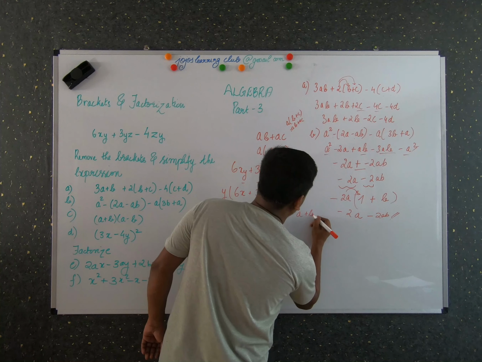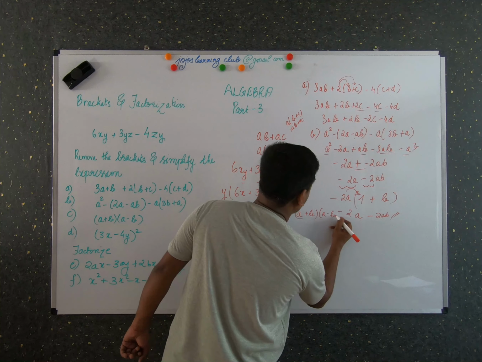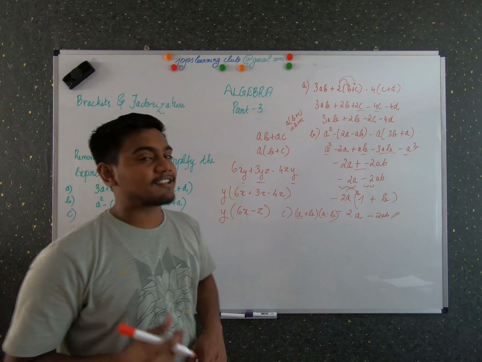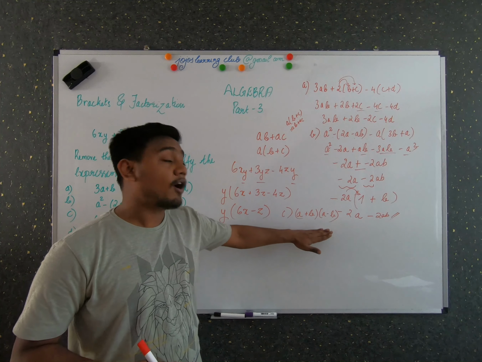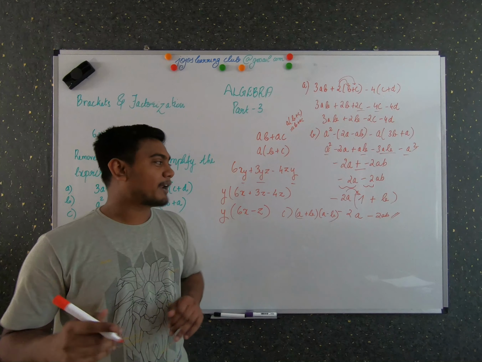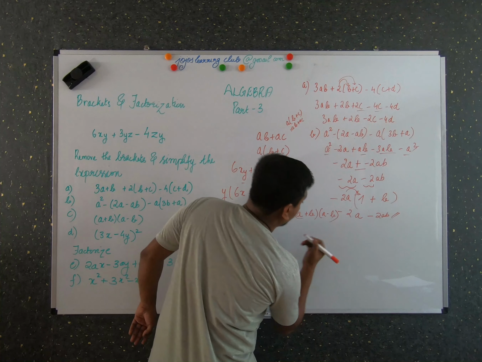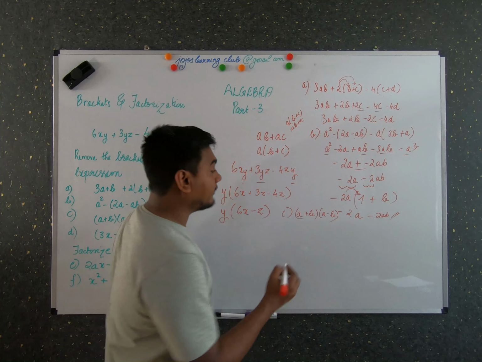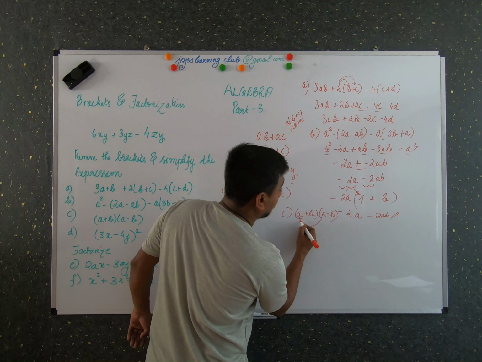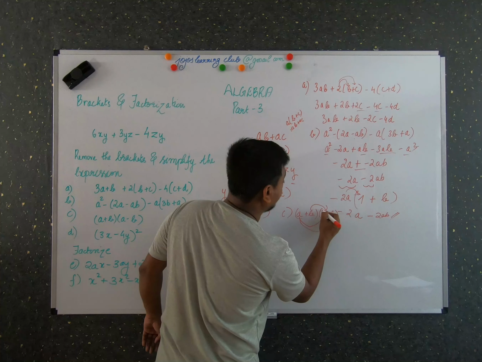A plus b into a minus b. Actually, you have a formula for it, which I will be discussing in later videos. For now, we are going to use algebra and try to solve it. So you can do it in two ways. Either you can multiply these numbers and add together like this.